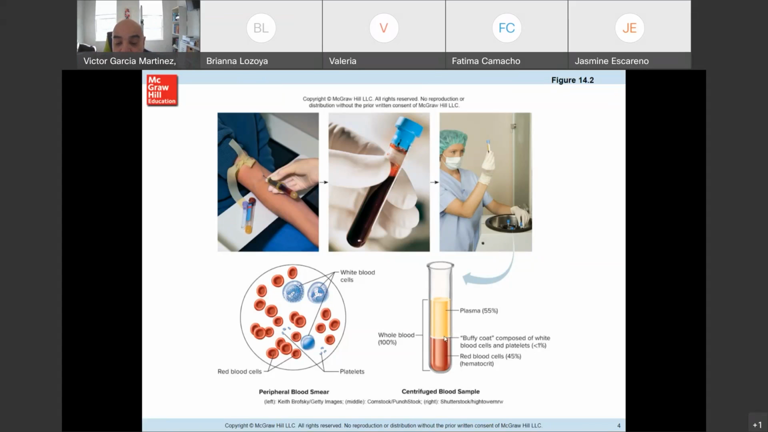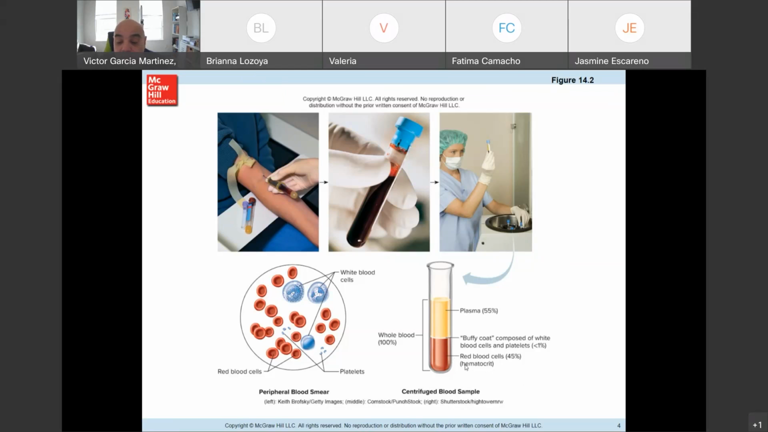The buffy coat is a really thin layer separating the plasma, the liquid part, from the solid part, and it is less than 1%. The rest, on the bottom, is really dark red, and it's red blood cells. It's the package of red blood cells. This is called hematocrit. We're going to talk about it later. And it's 45% of the blood.